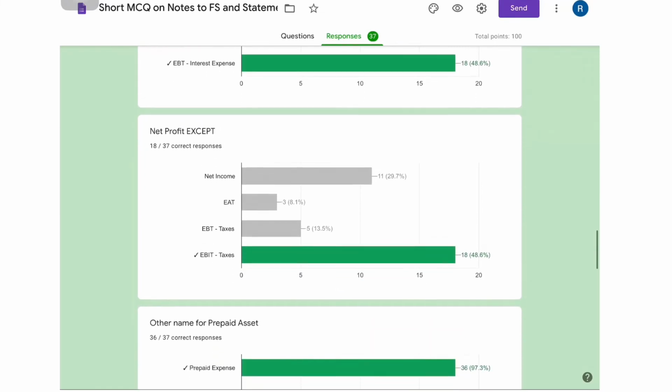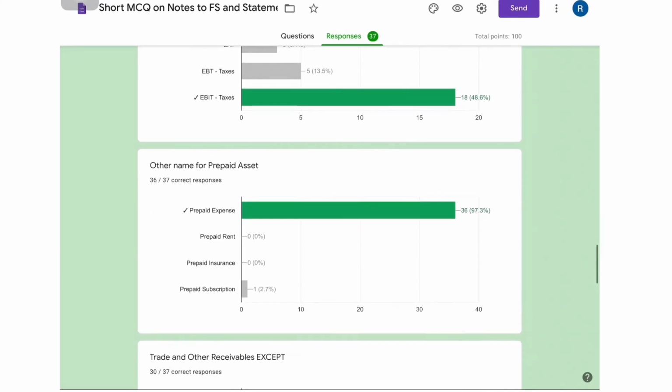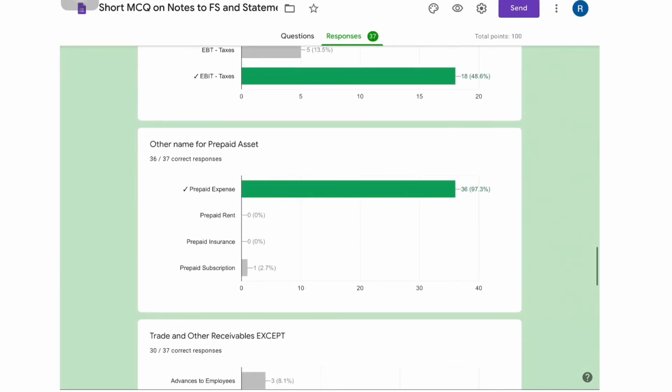Okay, next, net profit except. Other names for net profit are, of course, net income, earnings after tax, and EBT, earnings before taxes, minus taxes. So the answer here is EBIT minus taxes. Why? Because you still have your interest to deduct. You still have the I. Okay? Next, other name for prepaid asset, of course, that's prepaid expenses. The rest of the items are very specific.